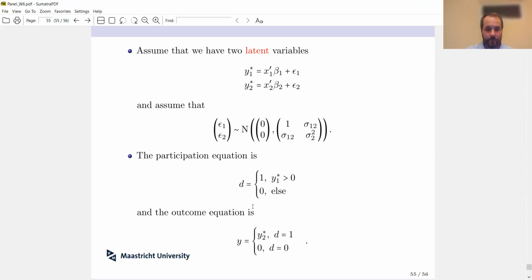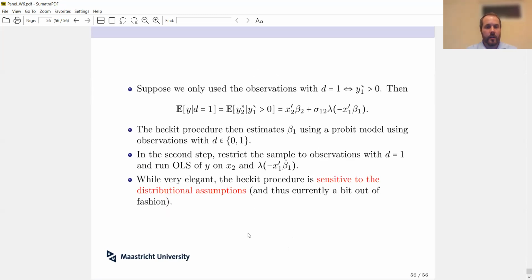As we've seen, if we do that and we don't take into account the sample selection, we get a bias. But as we did before, we focus on the observations where we observe something positive. And as we've seen before, we would get this bias.